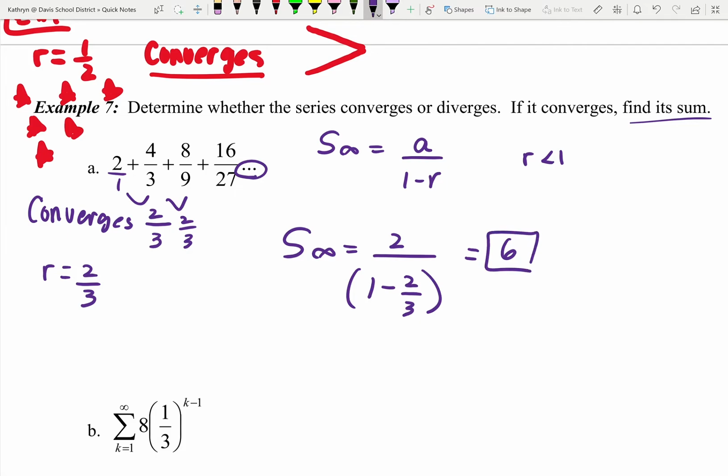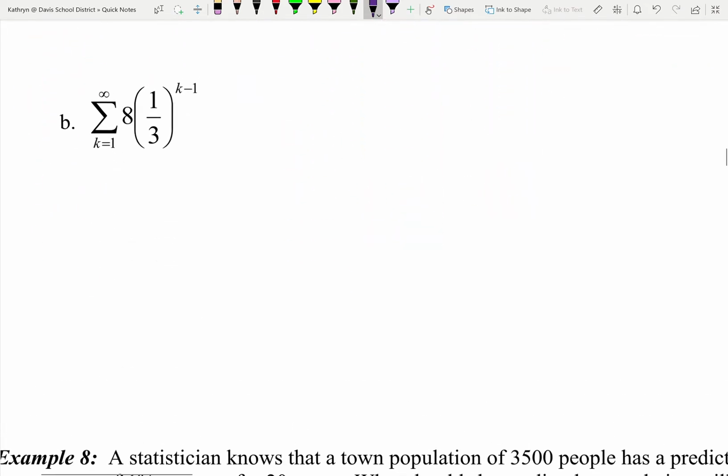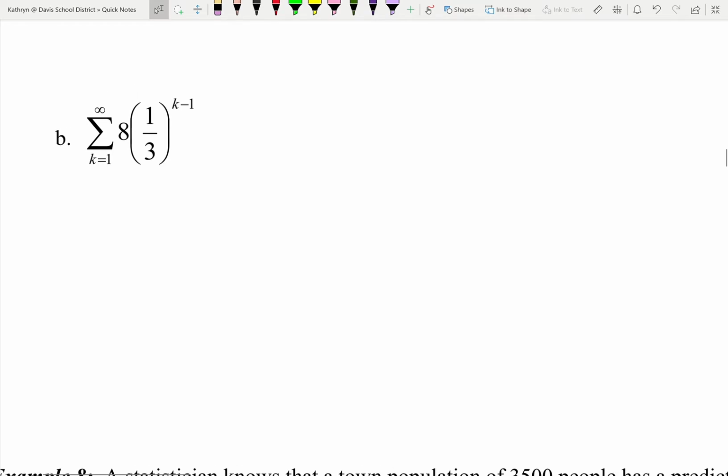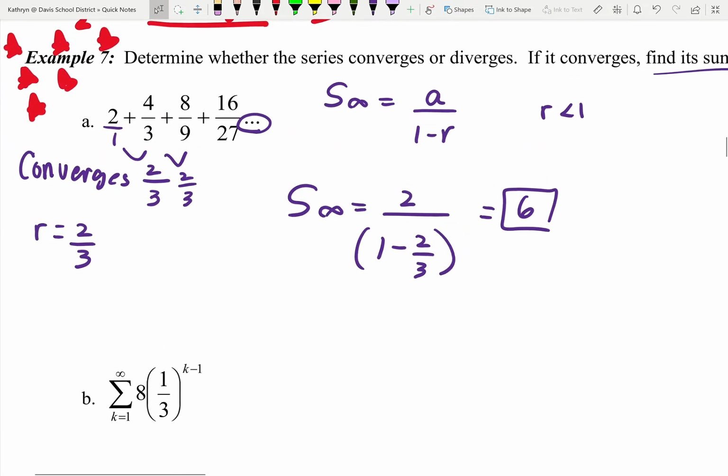So the one that came up on the final was really pretty straightforward. It was pretty okay. I am going to squeeze in another problem though. Okay, here's question B. You have to stay on top of it.